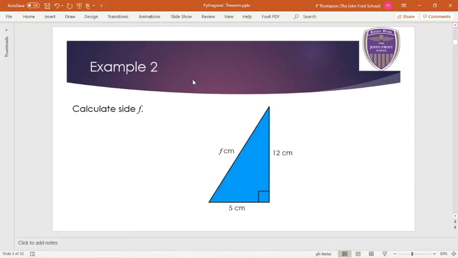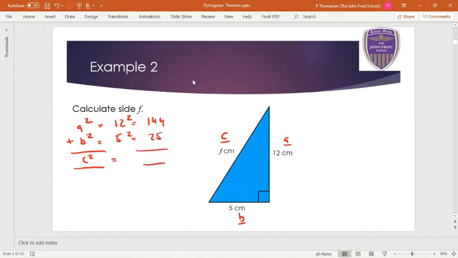Example 2, we're going to find side f. So I'll label the sides. That's c there. I'll call this one b and this one a. And then write the theorem down again like I always do. a squared add b squared equals c squared. a squared is 12 squared, 144. b squared is 5 squared, which is 25. And c squared is a squared add b squared, which is 169.